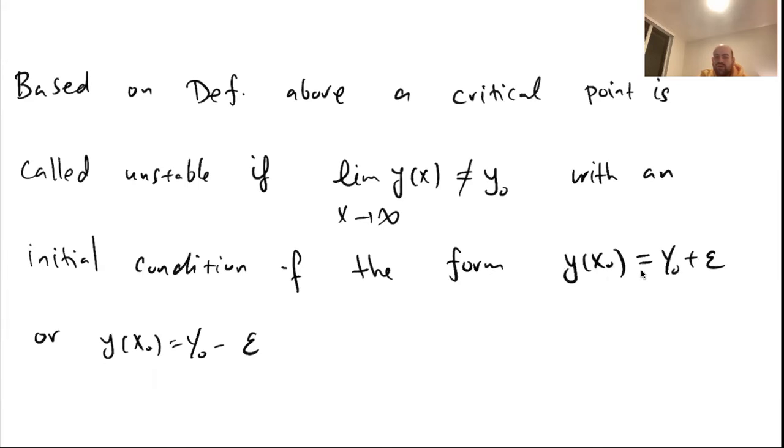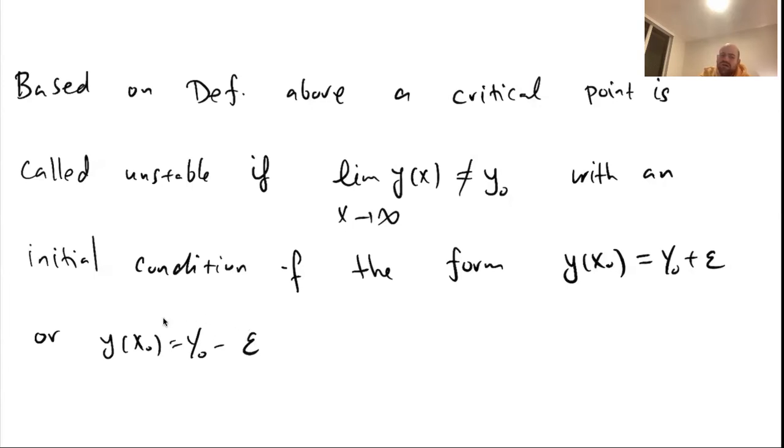So with y of x naught equals y naught, we said the limit of y of x will be for sure y naught. But if I change the initial condition, instead of y naught, to y naught plus, let's say, 0.001, and then I look at the limit, I will see that the limit is not y naught anymore. It could be some other fixed number, or it could be infinity, or minus infinity. In those cases, I would call that y naught unstable, because a slight change in the initial condition would change the ultimate behavior of the function dramatically.